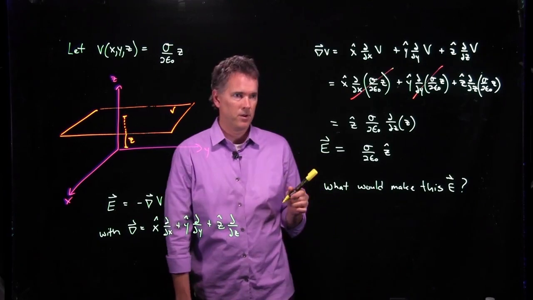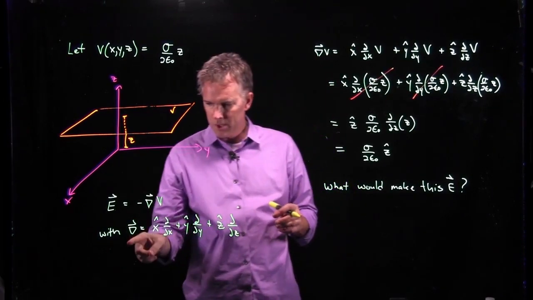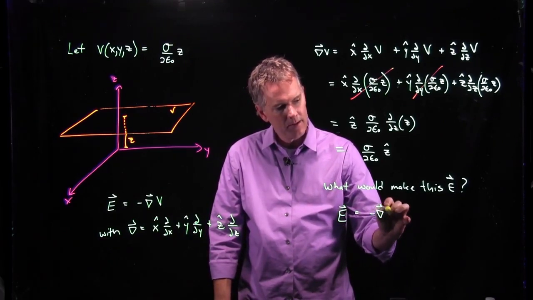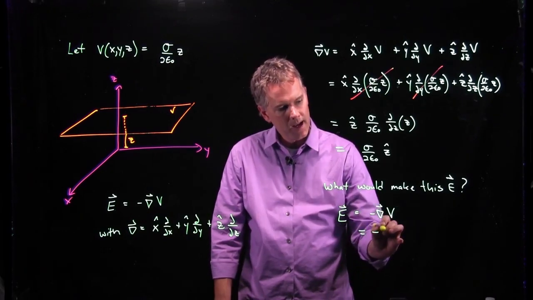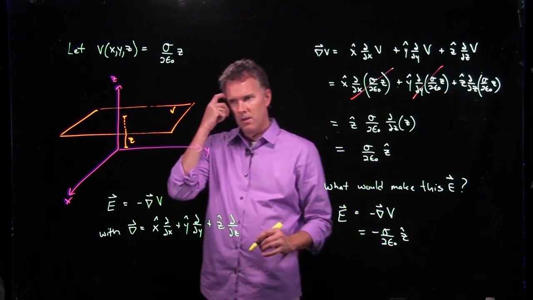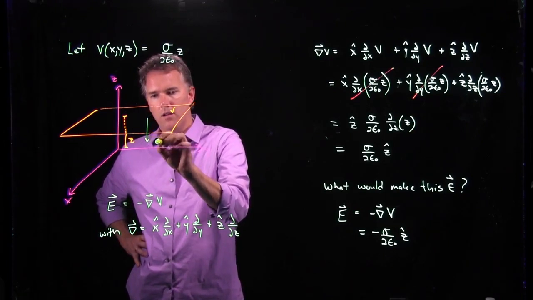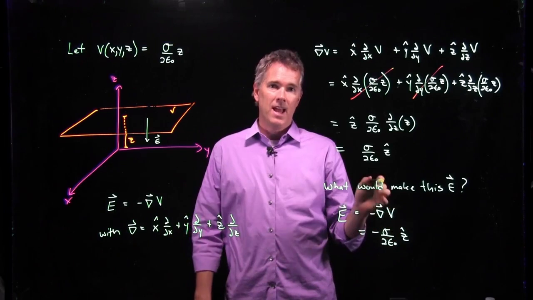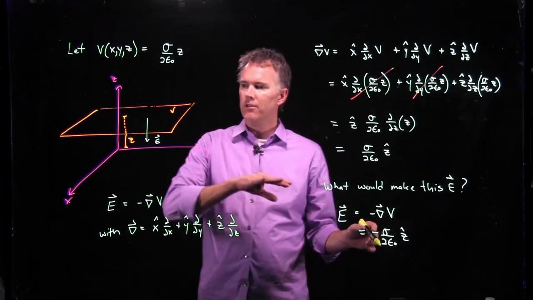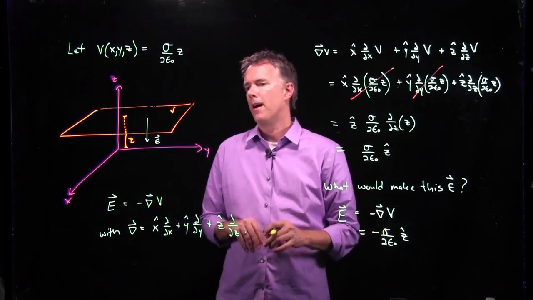Well, let's be specific, right? When we write E, we have to include the whole thing, which is not just the del, it's the negative. And so we get negative del V, which is negative sigma over 2 epsilon naught in the z hat direction. So this is saying that the electric field is pointing down here, and it is constant everywhere. It is not increasing or decreasing in magnitude. It is just everywhere negative with this value out in front, sigma over 2 epsilon naught.